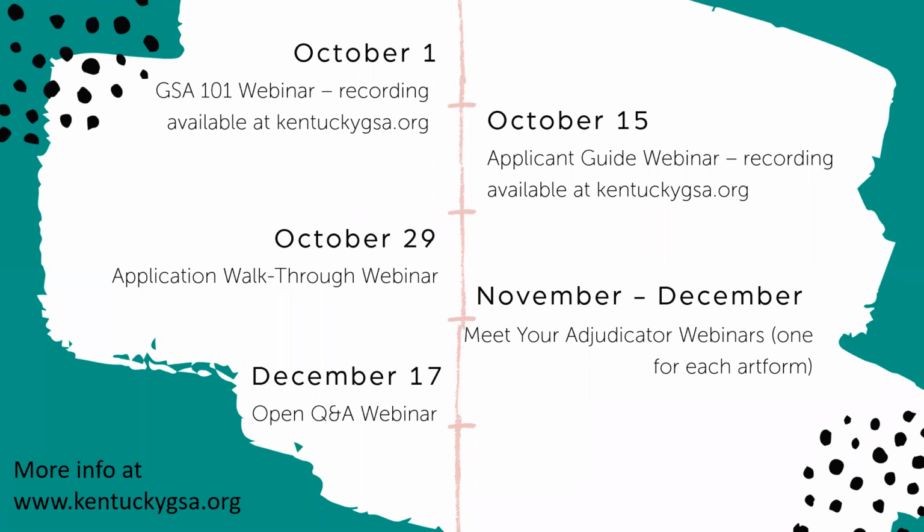You can register for all of these webinars today by visiting GSA's website, kentuckygsa.org. Just go to the prospective student section and look there for the information about virtual info sessions. That's also where the recordings of each info session will be posted.